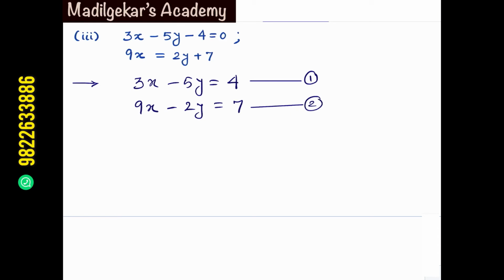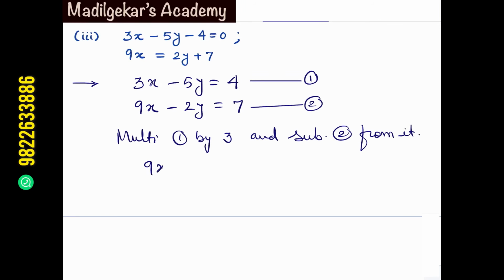What you can observe in these two equations? Yes, correct. Here, x can be eliminated easily. If we multiply first equation by 3, then x terms will be same. And on subtracting, they will get cancelled. So, multiply equation 1 by 3 and subtracting equation 2 from it. So 9x minus 15y equals to 12. Second equation we have to write it as it is, equals to 7.